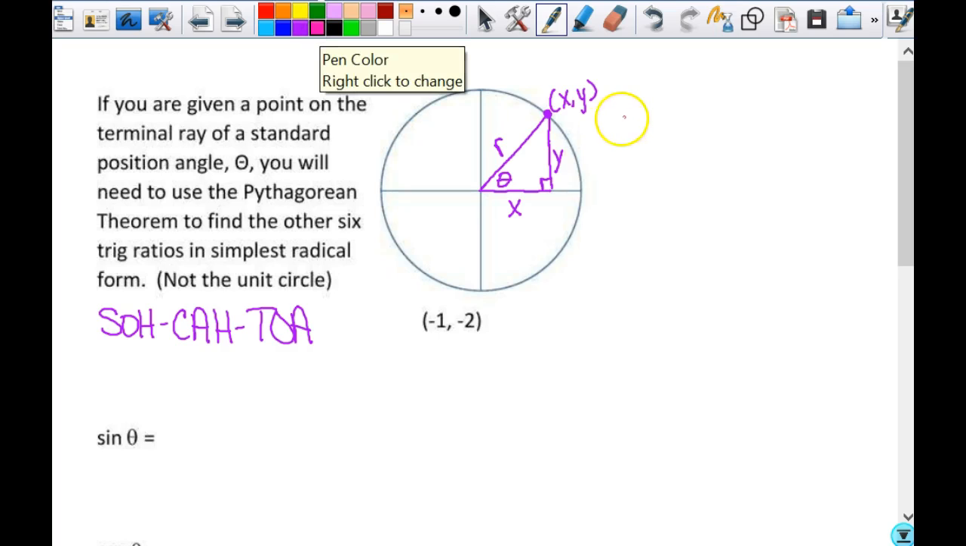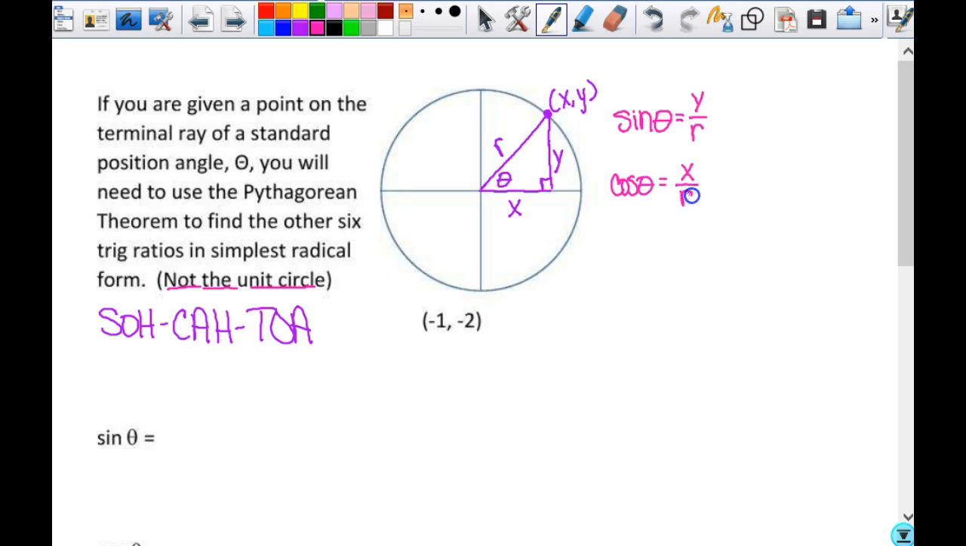So your sine theta, which has just been the y value. Is it just the y value? Because this is not a unit circle, okay? Not the unit circle. And so my sine is opposite over hypotenuse, so that makes it y over r. That's what it was on the unit circle too. R was just 1, so that was kind of irrelevant. Then cosine theta is adjacent over hypotenuse, so that's x over r.